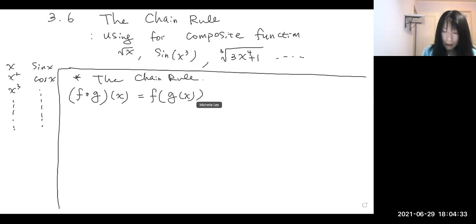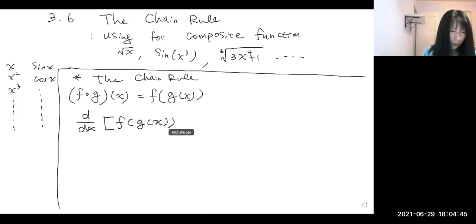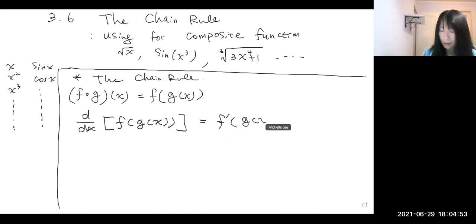Okay, then if we take the derivative of the function, there is f prime of g of x, right? Then what is the inside? G, right? So we do g prime of x.